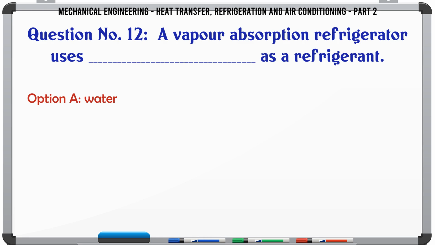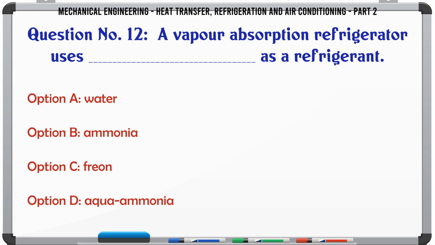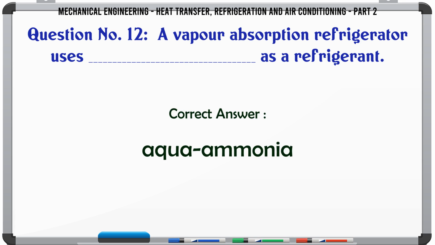A vapour absorption refrigerator uses as a refrigerant: A. Water. B. Ammonia. C. Freon. D. Aqua ammonia. The correct answer is aqua ammonia.